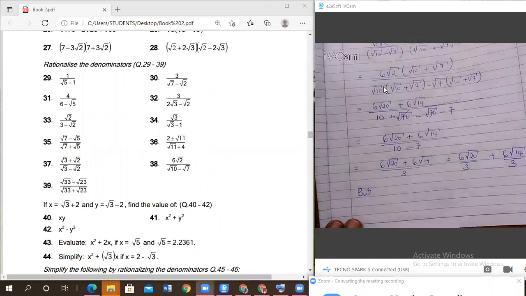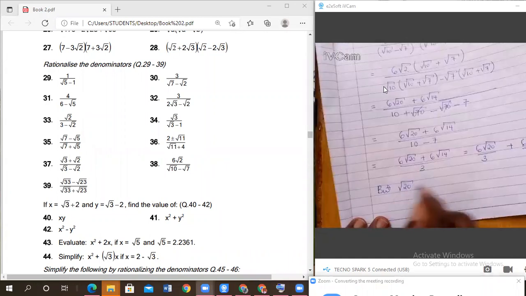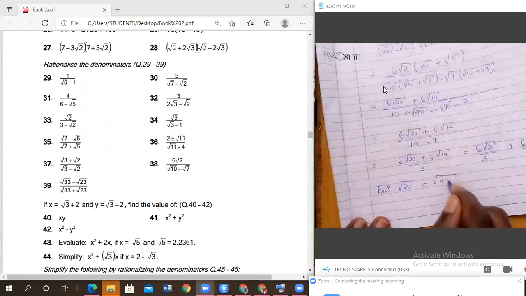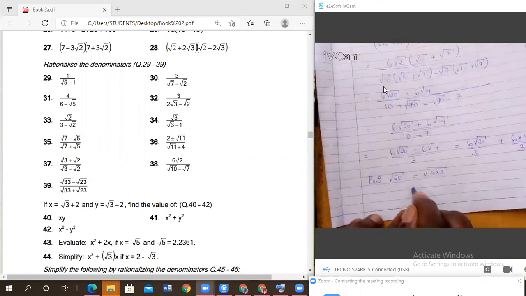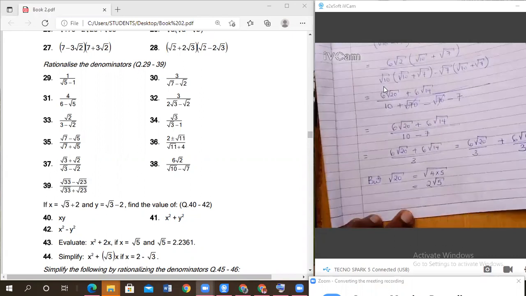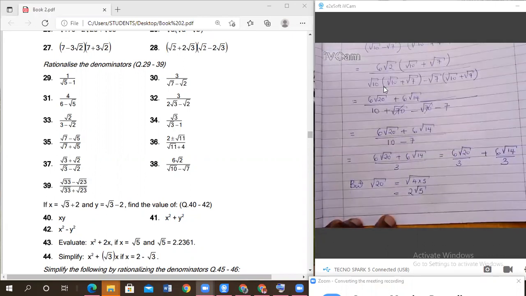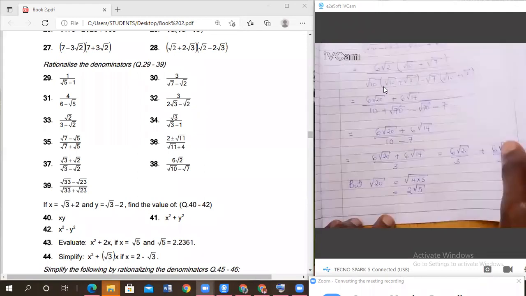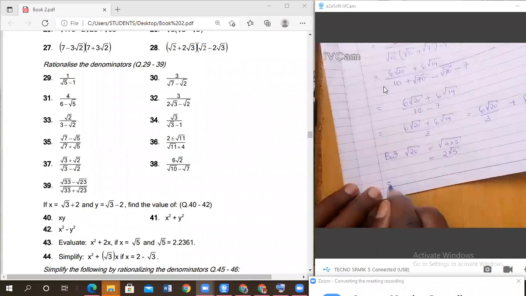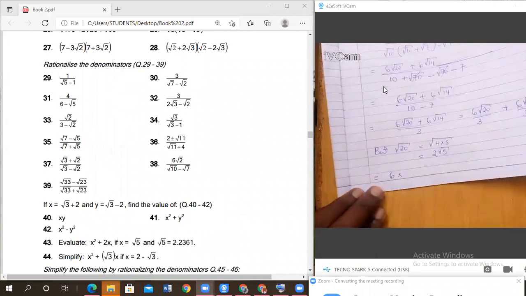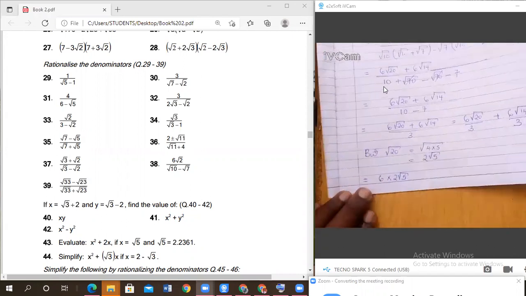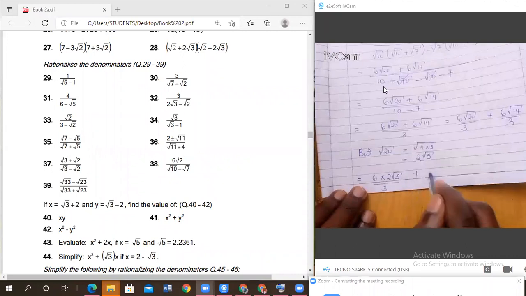Let's simplify √20. You say √20 is the same as √4 times what? 4 times 5, which will give us 2√5. Can we simplify √14? No, that one cannot. Very good. Then we come here. We shall have 6 times √20, which we have said is the same as 2√5, over 3, plus 6√14 over 3.